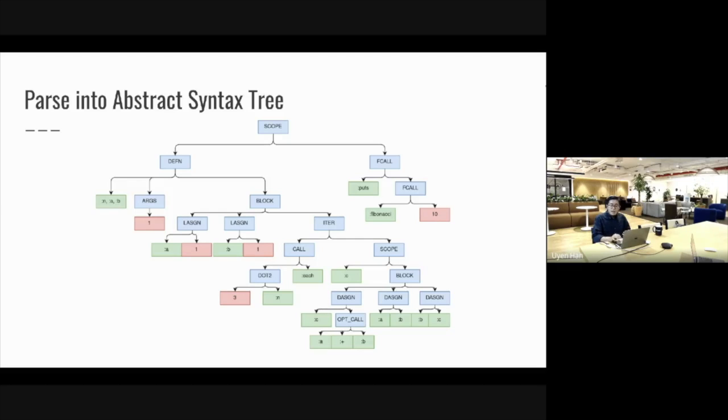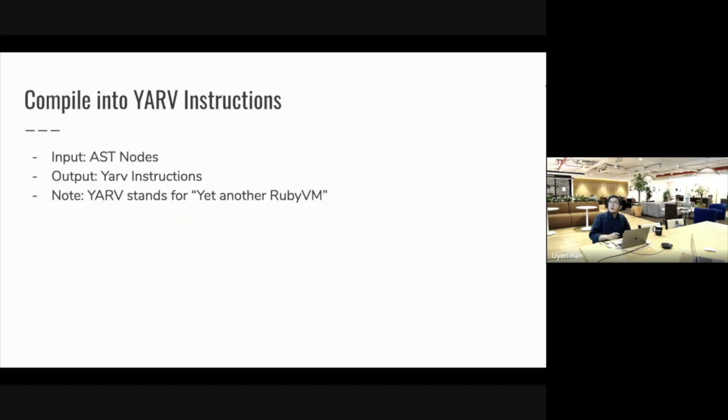After this step, the tree is transformed into a form called YARV instructions. If you are familiar with other languages like Java or even Python, you may know the term bytecode. So what does it mean? It means that your data structure is compiled into a sequence of really low-level execution steps placed next to each other. This acts as the final step before the Ruby VM can actually execute your code. And YARV here stands for Yet Another Ruby VM.